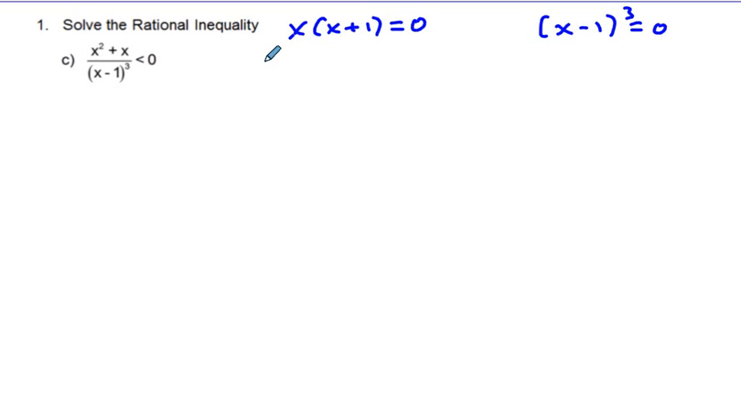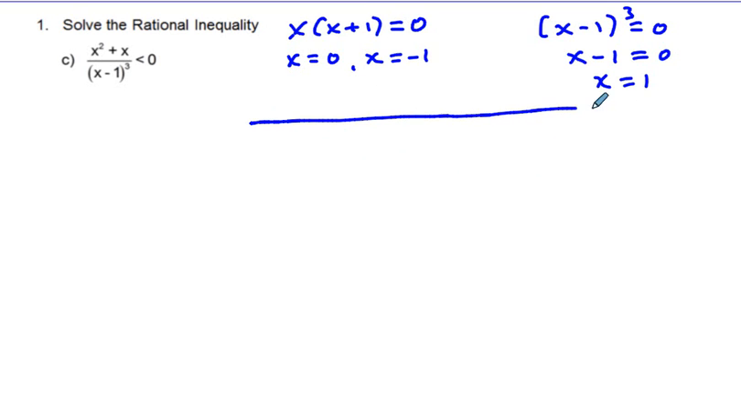Now, just solving to find our critical numbers: x is going to be equal to 0, and x is going to be equal to -1, representing the critical numbers from the numerator. And then in the denominator, x minus 1 is equal to 0, so x is equal to 1. So those will be our critical numbers.